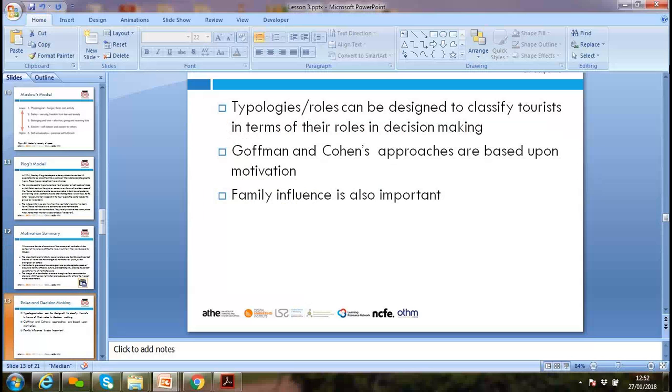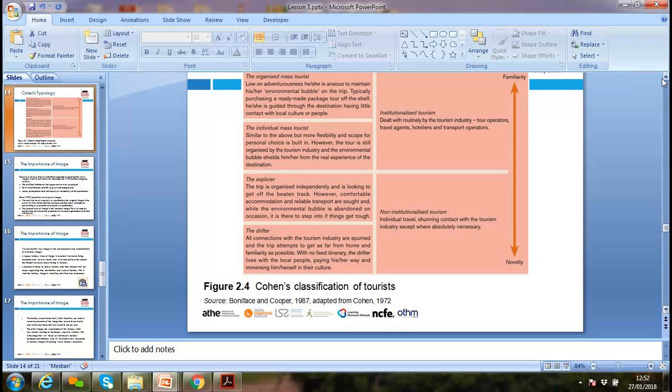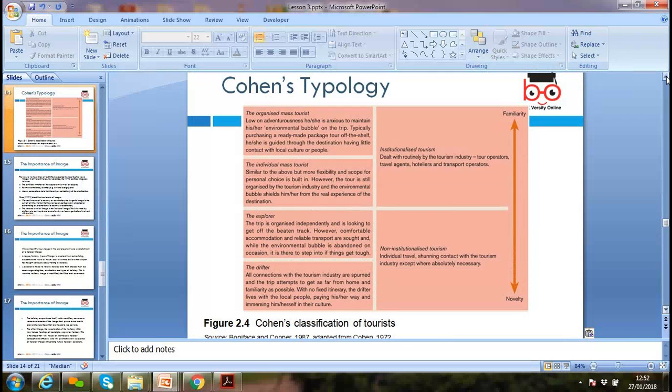Next we look at typologies, which are roles that can be designed to classify tourists in terms of their role in decision making. According to the Cohen approach, based on motivation, family influence is very important. The organized mass tourist is low on adventure and serious about maintaining his or her environmental bubble. The package tourist is guided through the destination, having contact with the local culture. Sometimes people buy local things and look at how those are culturally embedded, like in history maps.